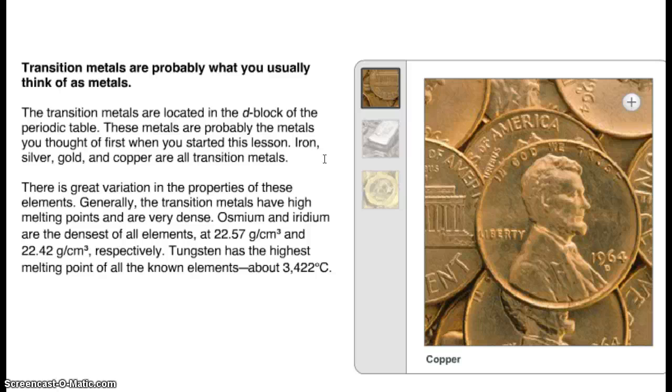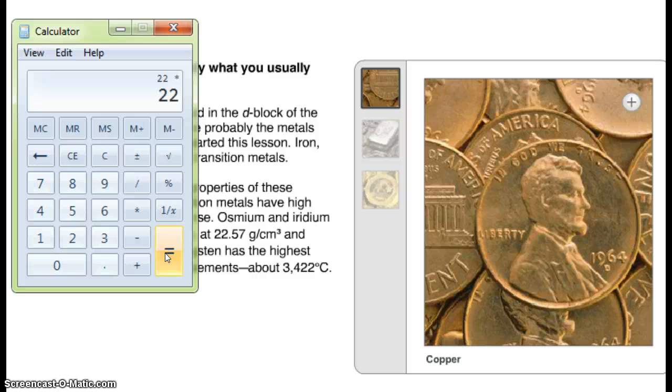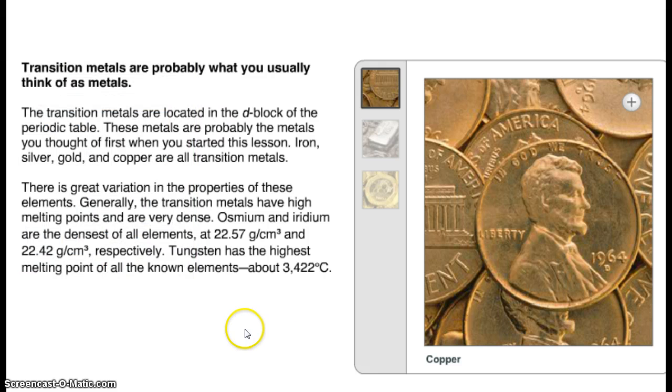Osmium and iridium are the densest of all elements at 22.57 grams per centimeter cubed and 22.42 grams per centimeter cubed, respectively. Do you remember what the density of water is? 1 gram per centimeter cubed. So these are 22 times heavier. So if a gallon of water weighs, I know a gallon of milk is about 8 pounds. So a gallon of water is about 8 pounds. So 1 gallon's worth would be 176 pounds if you had osmium or iridium.